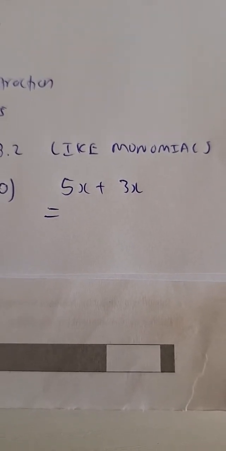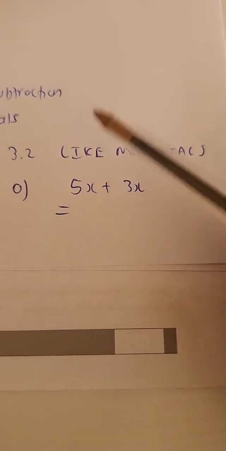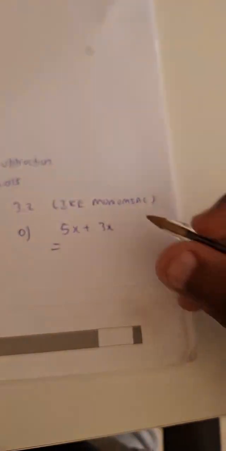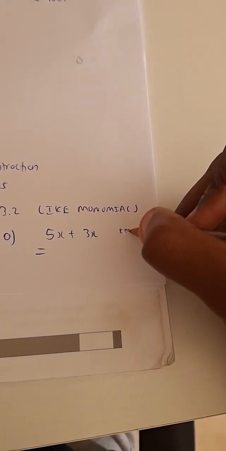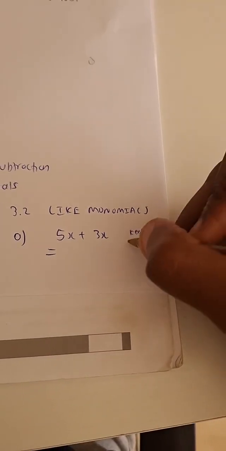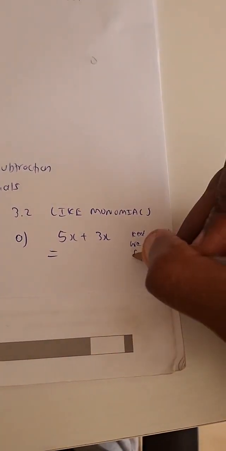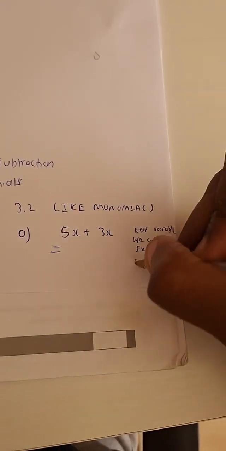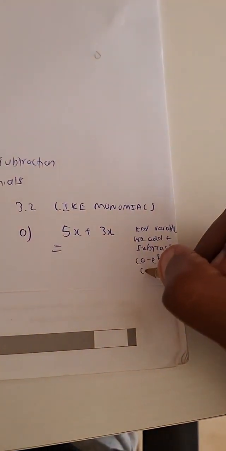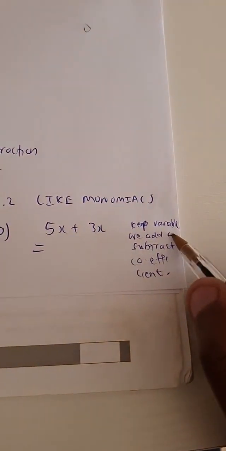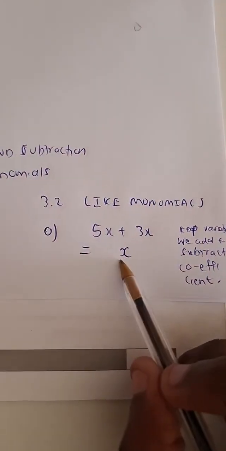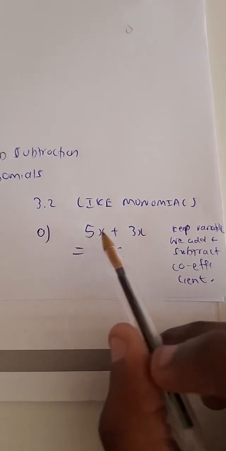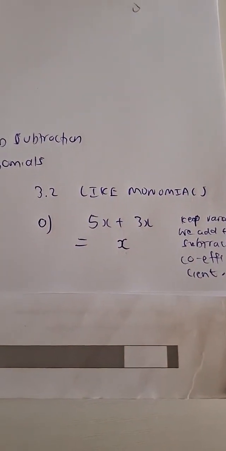So 5x plus 3x, guys, these are like monomials. In other words, they are like terms. So 5x plus 3x, what do we do with like terms? We keep the variable. We add and subtract the coefficient. I repeat, we keep the variable. The variable is kept. We add and subtract the coefficient.